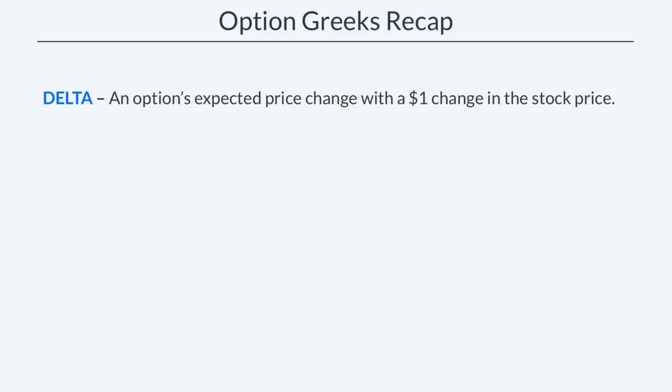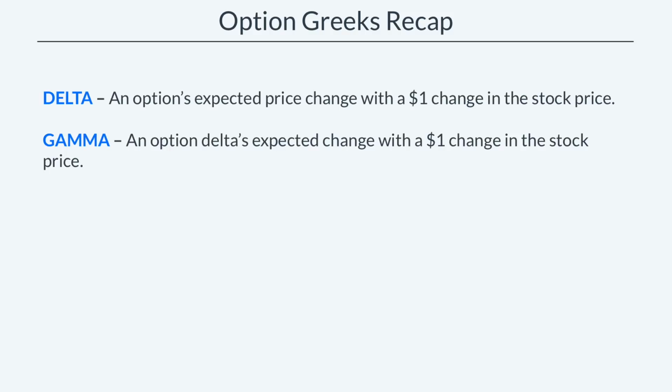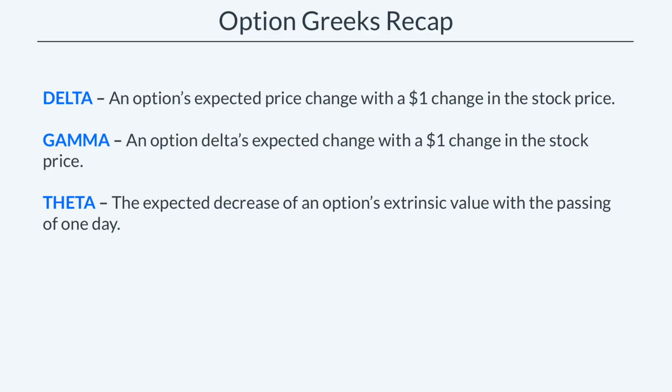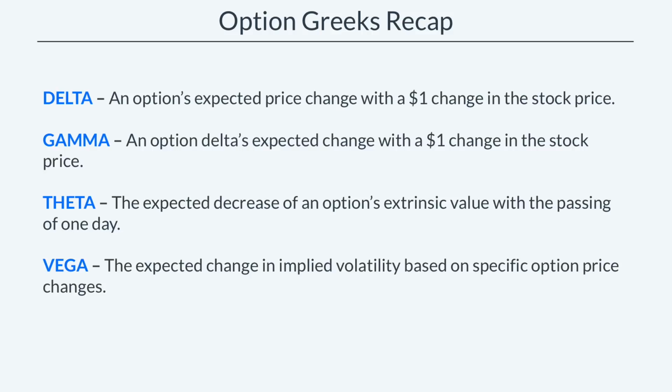So to quickly recap all of the four Greeks, delta is an option's expected price change with a $1 change in the stock price. Gamma is an option delta's expected change with a $1 change in the stock price. Theta is the expected decrease of an option's extrinsic value with the passing of 1 day. And Vega is the expected change in implied volatility based on specific option price changes.